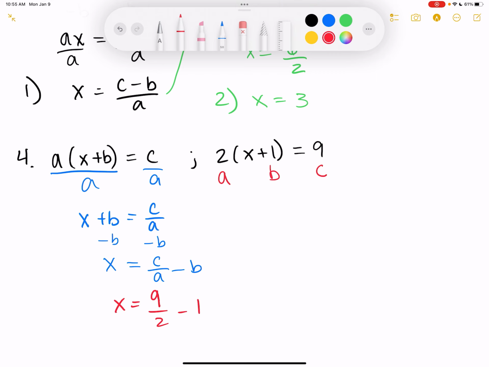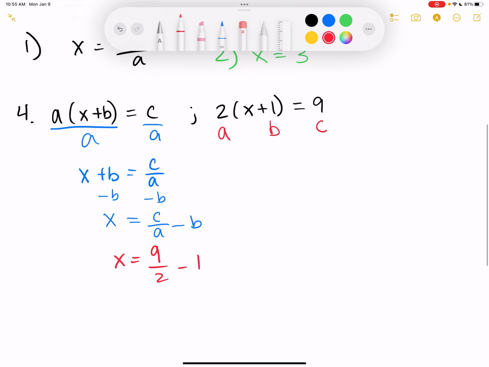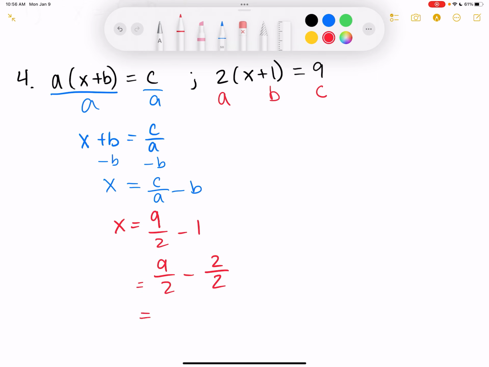Well, what's the denominator of this one? 2. So we're going to make this something over 2. So this will be 9 over 2 minus, so we still need it to equal 1. So if we put a 2 on the bottom, we have to multiply the top by 2. So it'll be minus 2 over 2, which then 9 minus 2 is 7. So 7 over 2, and you can just leave it like that.